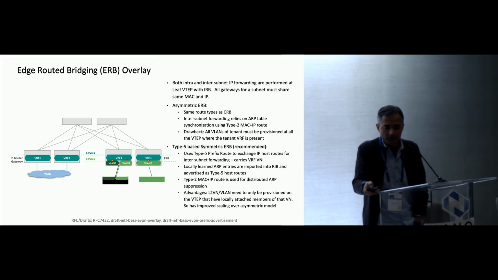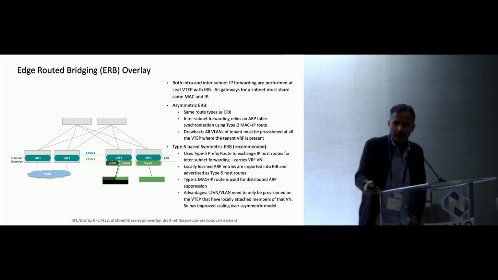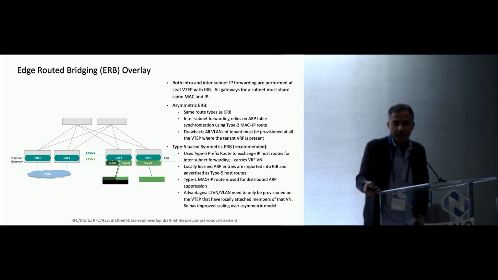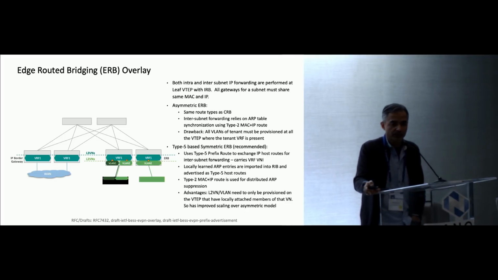Basically, how this works is that the IPs from the locally learned ARP entries are imported into the RIB and advertised as type 5 host routes. And they're imported by all of the VRFs of a tenant. By the way, the type 2 MAC plus IP route is still used, but it's used for ARP suppression.